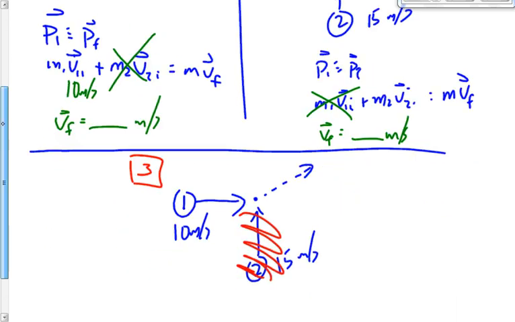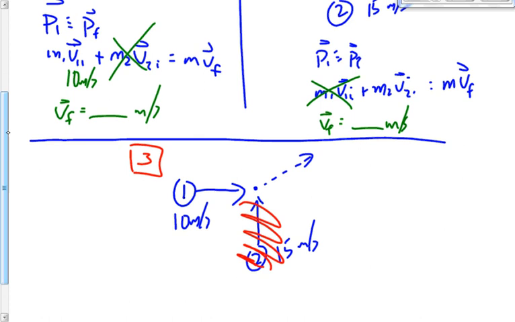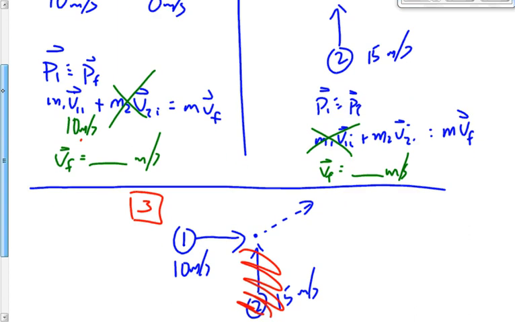Basically, if we ignore object number 2, we assume that it's at rest. We pretend it doesn't exist, it's at rest. It's not moving, it doesn't have any momentum. So we're going to say m1 times 10 is equal to plus 0, because object number 2 doesn't have any momentum in the x direction, equals mvf, exactly the same as it was for problem number 1.